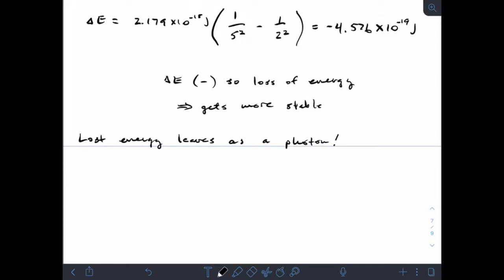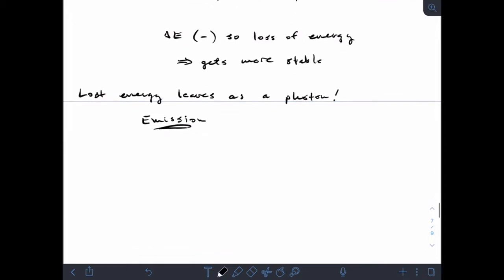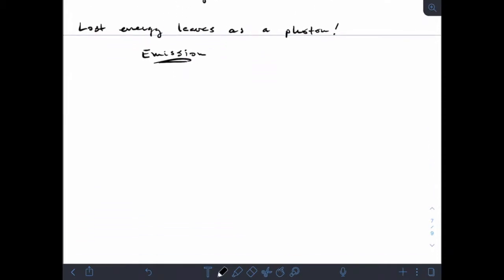Right, so this is emitting a photon, or we call this emission. When an electron goes from high to low, that energy has to leave somehow, and it leaves in the form of a photon. Now we can also cause an electron to go from low to high, but in order for that to happen, it has to absorb some energy, usually in the form of light. So we can calculate the wavelength of that light.